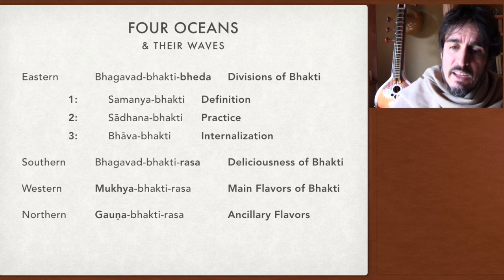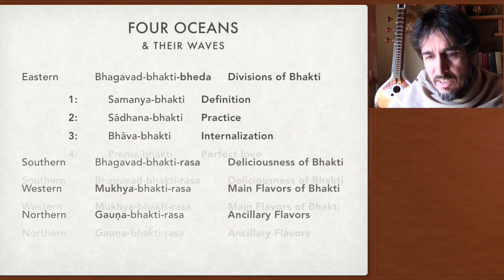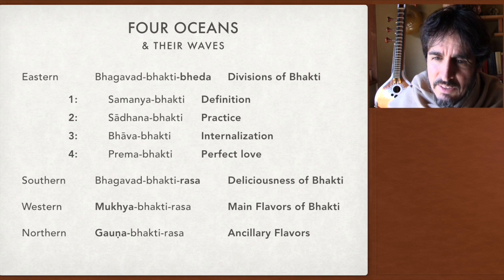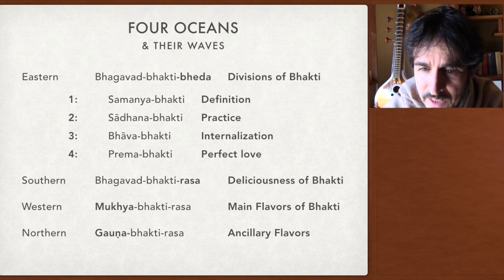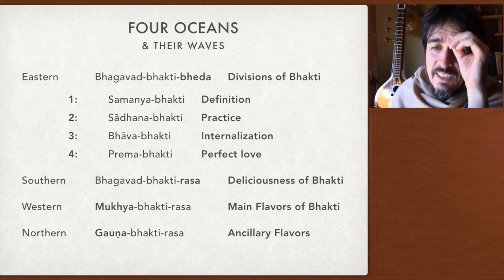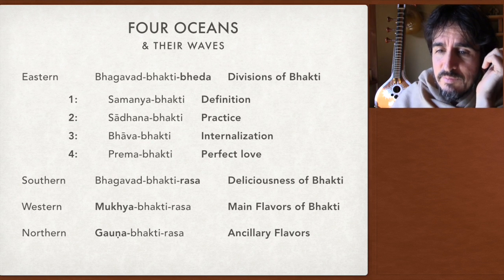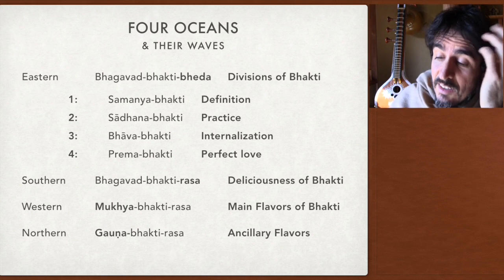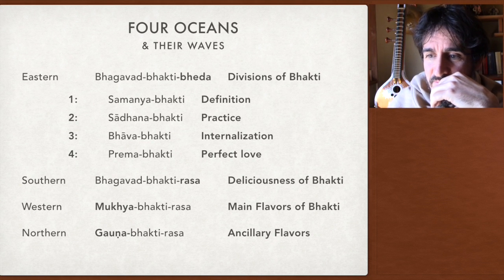Then the fourth wave of the Eastern Division is called Prem Bhakti. As you probably could have guessed, you probably were able to predict that. Prem Bhakti, perfect love. So Bhava Bhakti is when the love becomes real, part of you, but it's still not fully perfect. And Prem Bhakti is when it's real and fully perfect. Now let's look at the Southern Division.